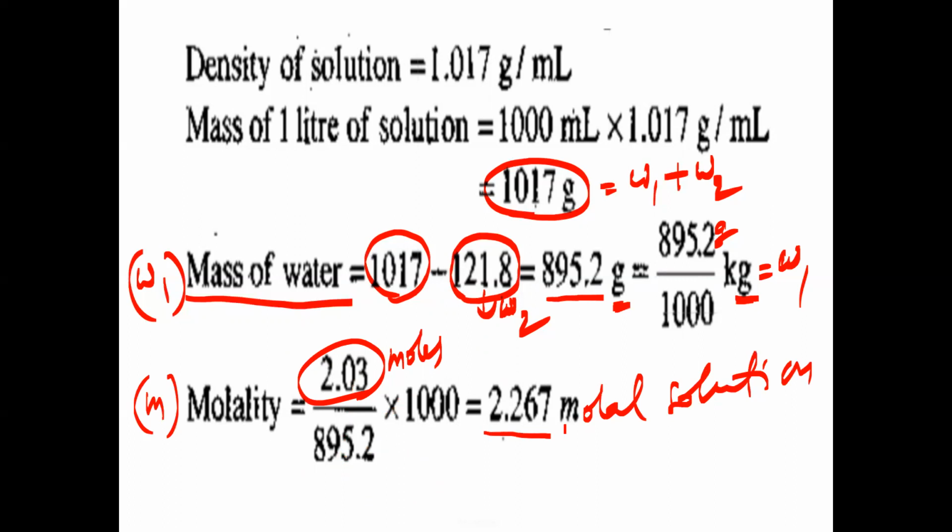A 2.267 molal solution means 2.267 moles of solute is present in 1 kg. That is equal to 2.267 moles per kg. In 1 kg, these many moles are there. Is that clear?